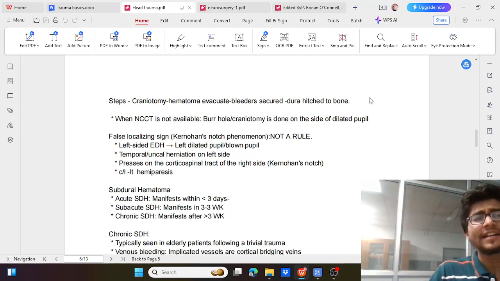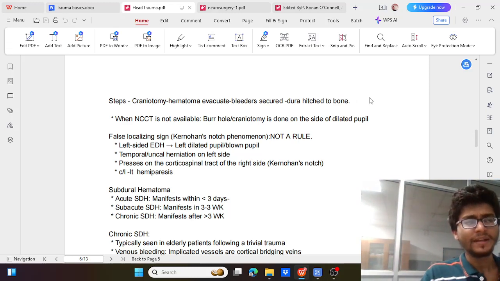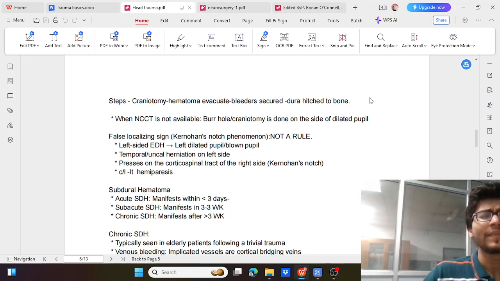And if needed, we can keep the bone in the abdomen for some time if there is any chance of rebleeding. Then we can later on fix the skull bone when everything is all right. So these are the main steps of craniotomy which will be helpful to understand.